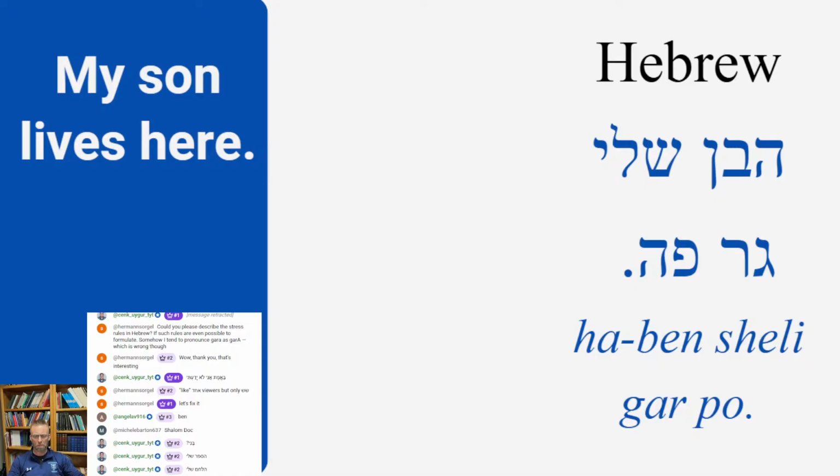Haben sheli galpo. Haben means the son. Sheli means of. Ga means lives in the masculine singular, right? And po means here. Haben sheli galpo.